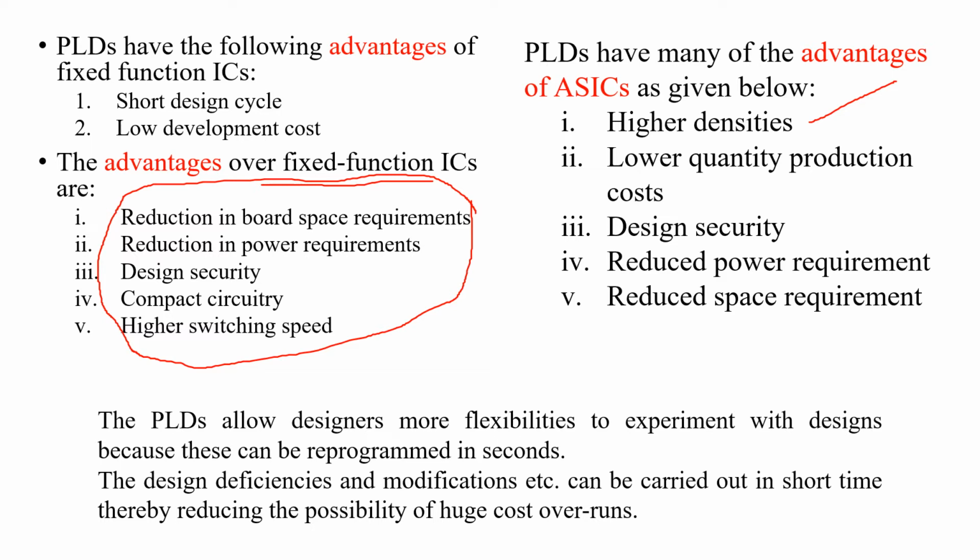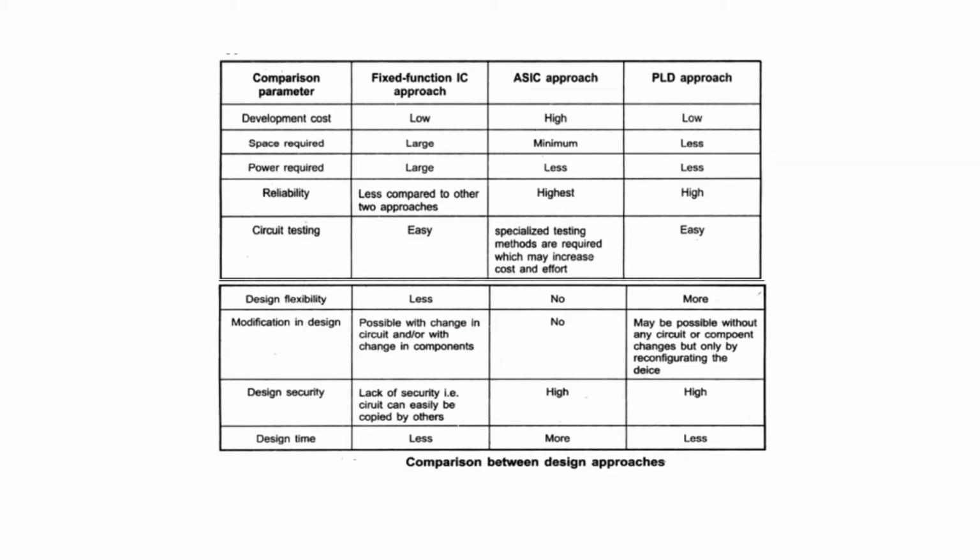The design deficiencies and modifications can be carried out in a short time. This is the advantage of PLDs, thereby reducing the possibility of cost overruns. So these are the differences between three designs: fixed function IC design, ASIC design and PLD design. Parameter wise, all these three are compared, you can see here.